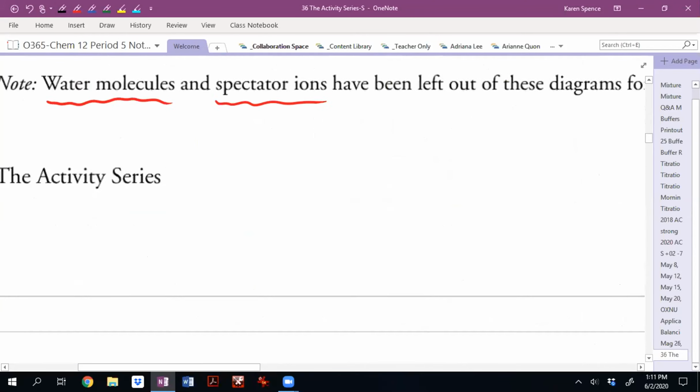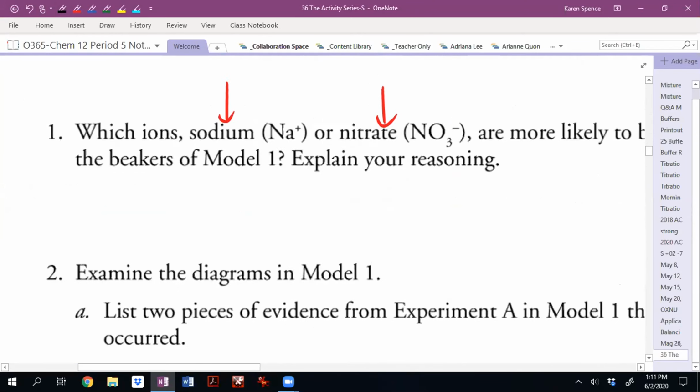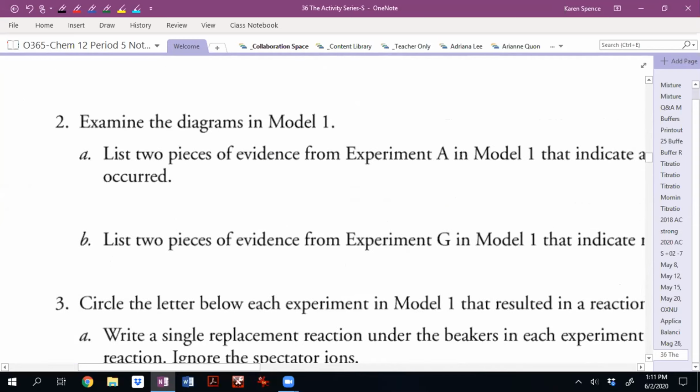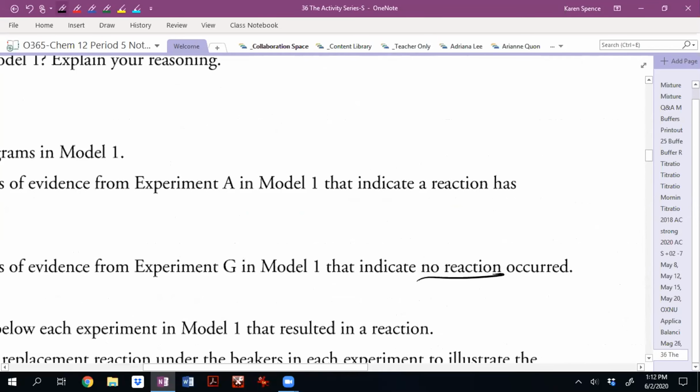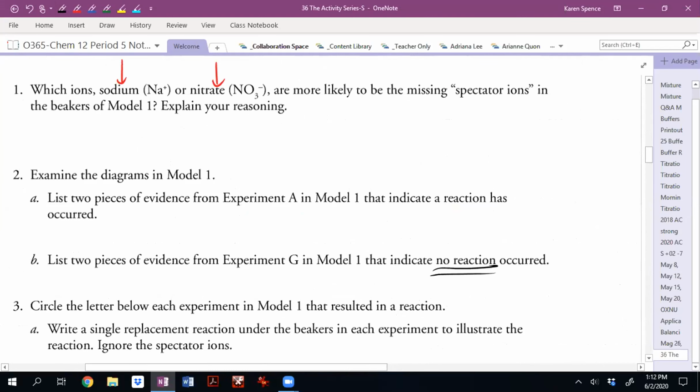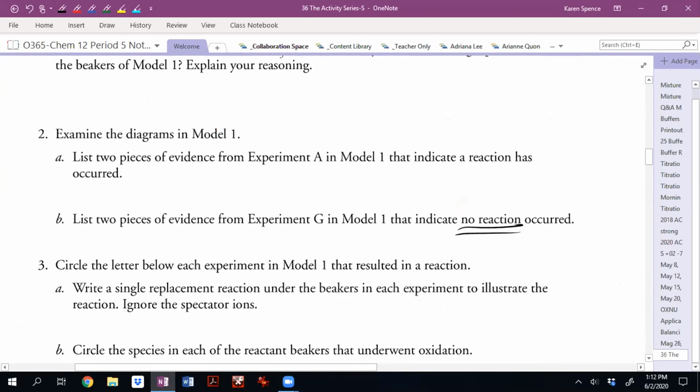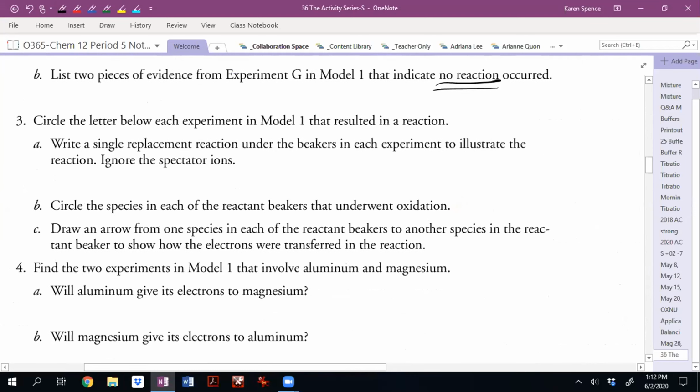All right, next question. List 2 pieces of evidence from experiment G that indicate that no reaction has occurred. Well, I think that's a stupid question because it's like, well, nothing happened. There was nothing and there was nothing. It was exactly the same as before. So we're not even going to bother with that one.